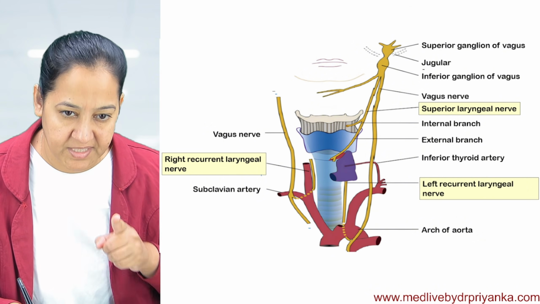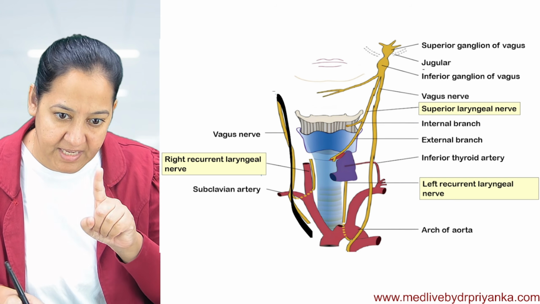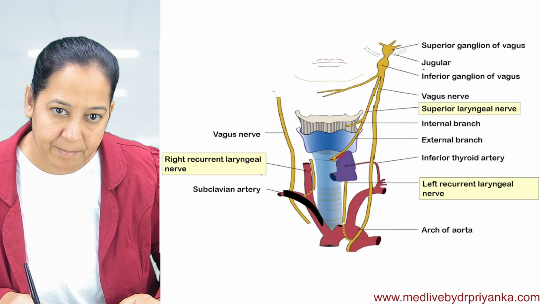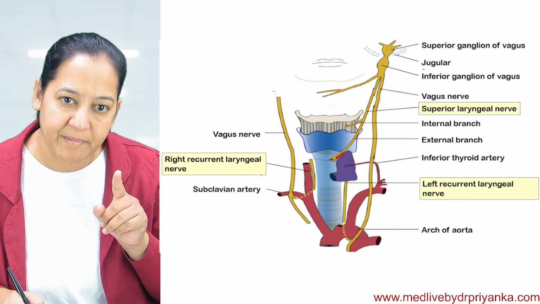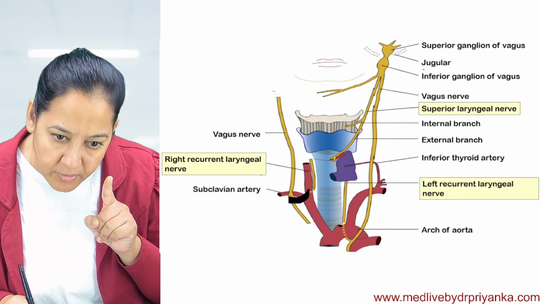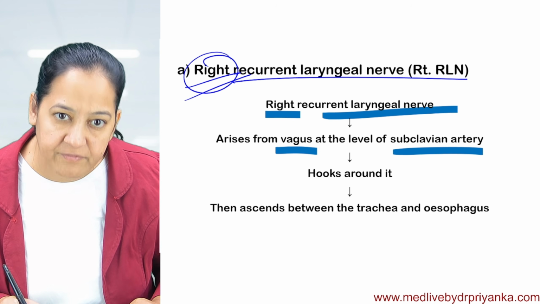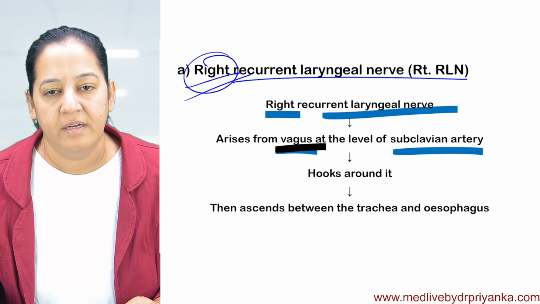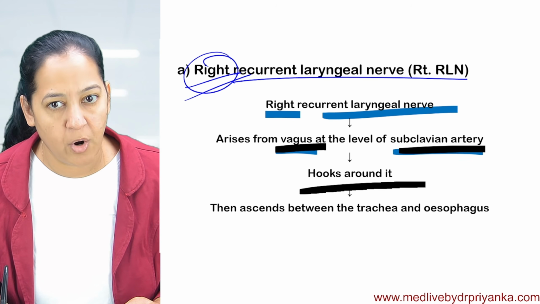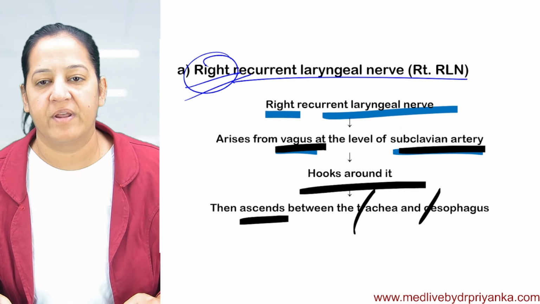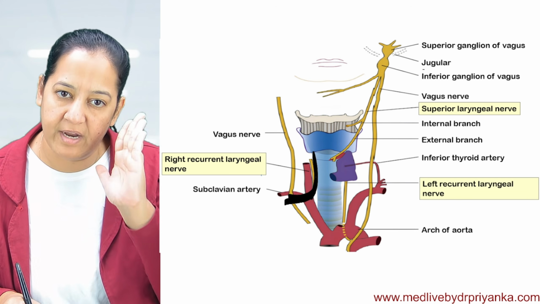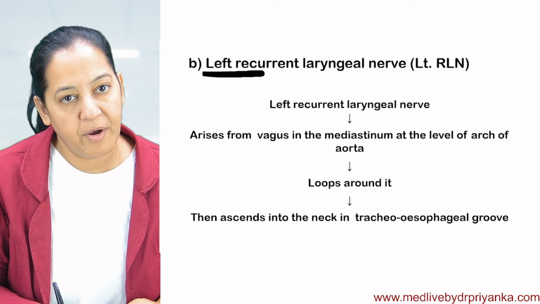So first you see this yellow color vagus. From this, you can see this is the subclavian artery. At the level of the subclavian artery, see this dotted line. I'm highlighting. This is the right RLN. It is arising at the level of the subclavian artery, hooking around it and then ascending upward between the trachea and esophagus. This is the right RLN.